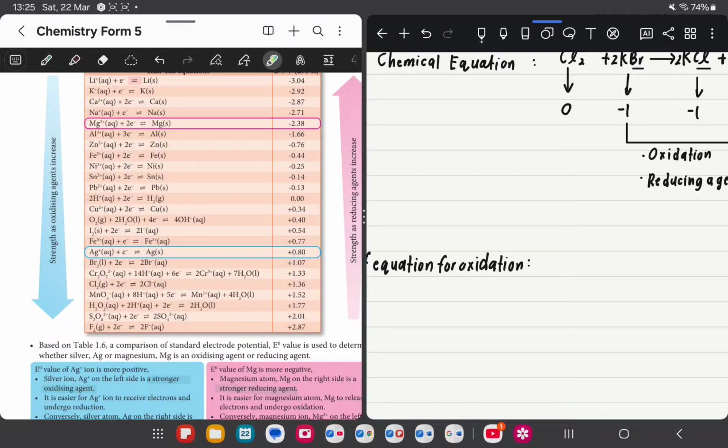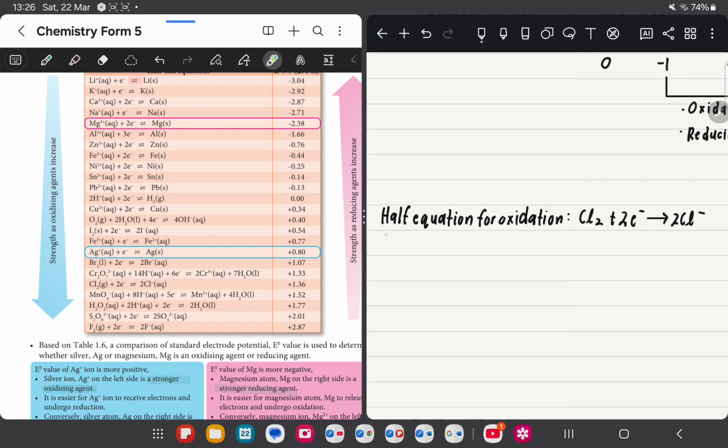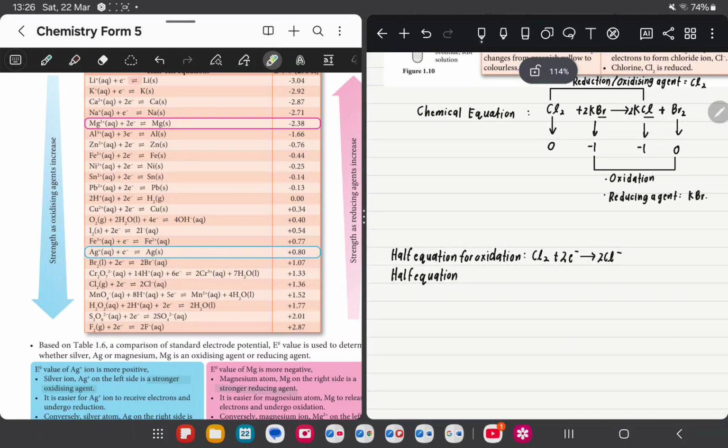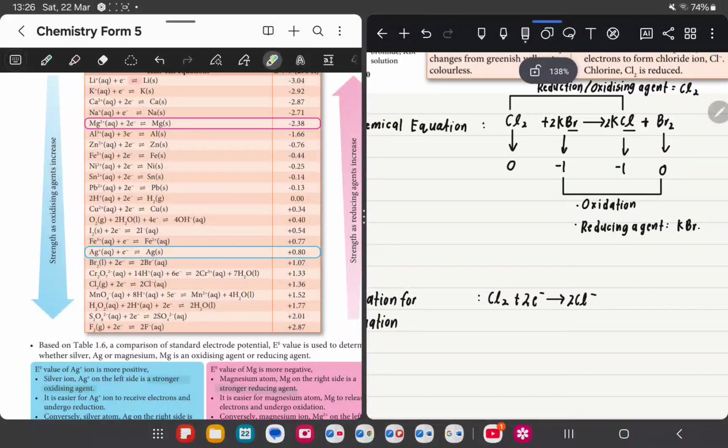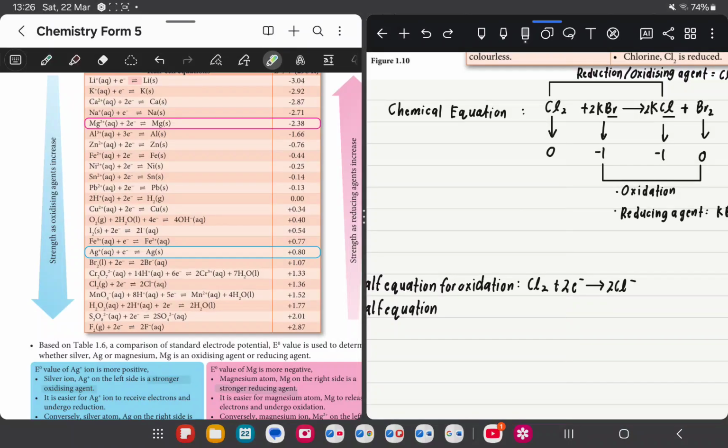Okay, so write from front to back, right? So Cl2 plus 2e minus produces 2Cl minus, correct? Yes, 2Cl minus. Okay, then half equation for reduction. Wait, is it right? No. That is the issue. I made a mistake. Okay, first one, it undergoes reduction, correct? So that one is not the half equation for oxidation. It should be reduction. I'm sorry, I made a mistake.